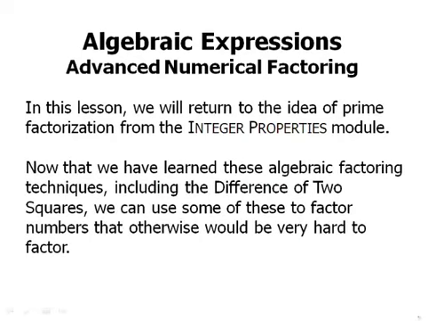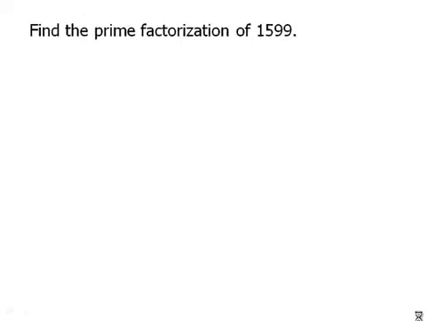Well, it turns out, now that we have learned these algebraic factoring techniques, and especially the difference of two squares, we can use some of these to factor numbers that otherwise would be very hard to factor. So for example, suppose you have to find the prime factorization of 1599. Well, that would be hard. We could probably tell from our divisibility tricks that since the sum of the digits is, let's see, 24, that's divisible by 3, so the number would be divisible by 3. But even if we divide this by 3, we're going to get some ugly 3-digit number that's not going to be easy to factor.